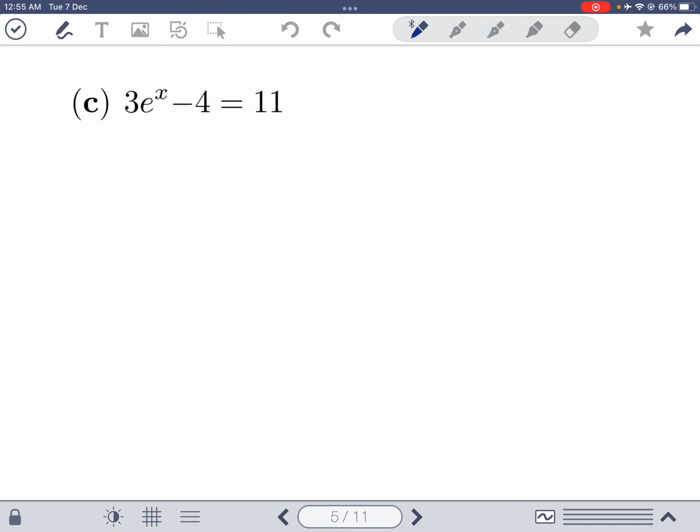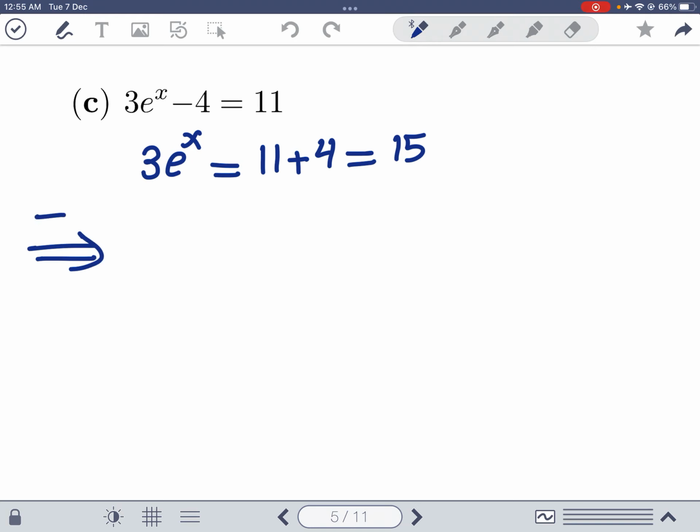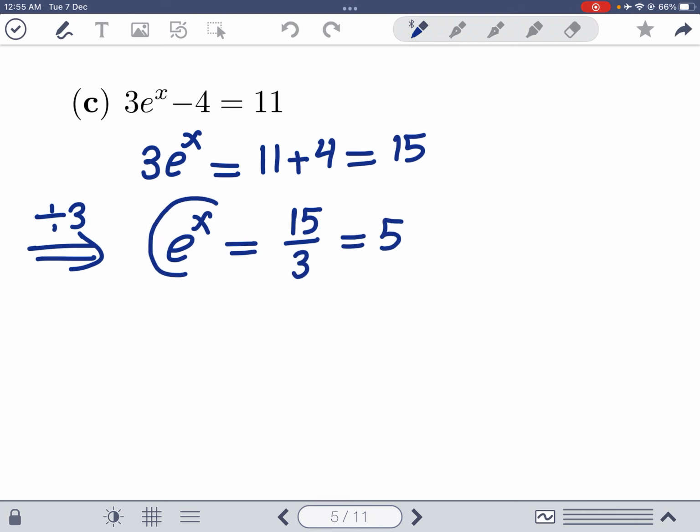Now in part C, you have an equation that contains an exponential. So let's first move the negative 4 to this side. So this will mean 3e to the x equals 11 plus 4, which is 15. Now divide by 3 on both sides. You get e to the x equals 15 over 3, which is 5. So e to the x is 5.